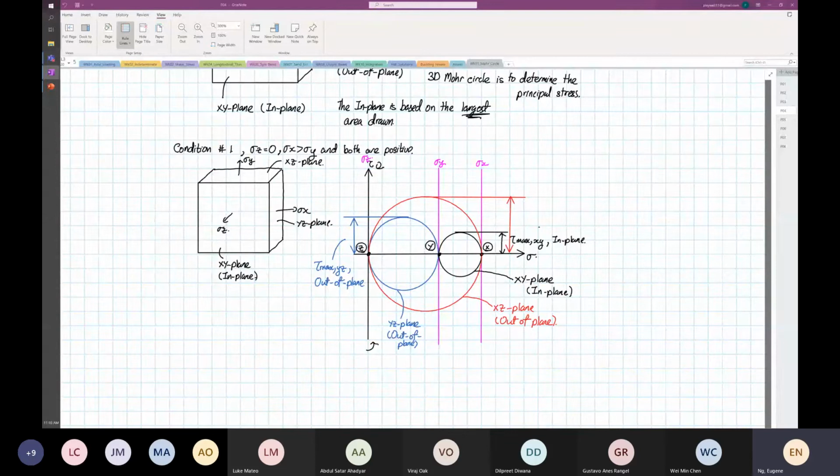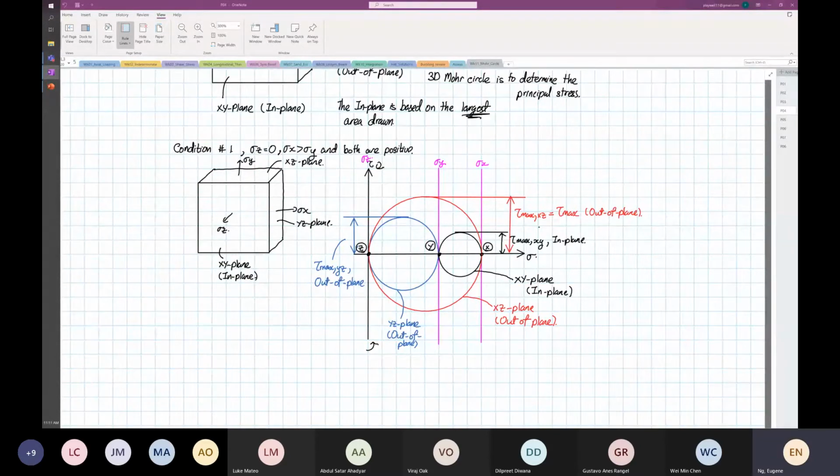So what we calculate down here, this is our tau max. Tau max in the XZ plane, and this is the true tau max, the tau max that we have to be using for selecting material. So we realize that our tau max is out of plane. That's what I'm trying to elaborate to you.